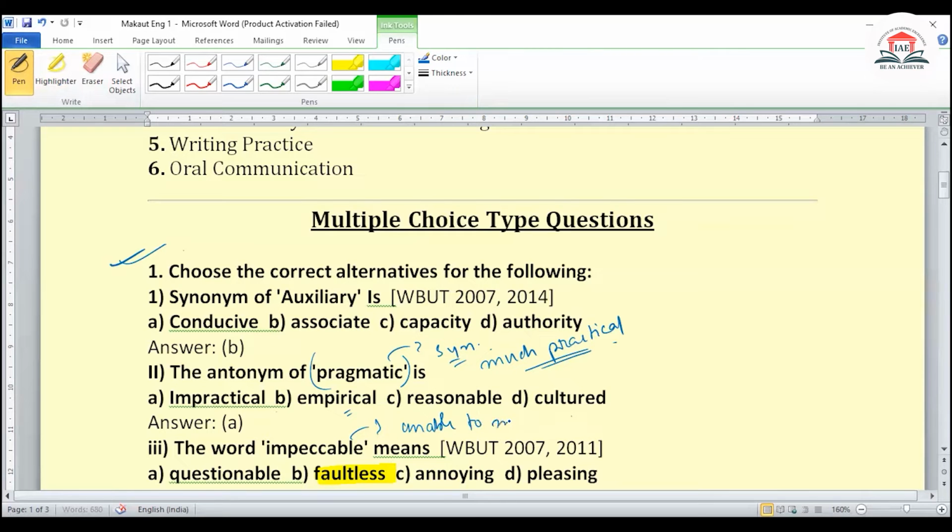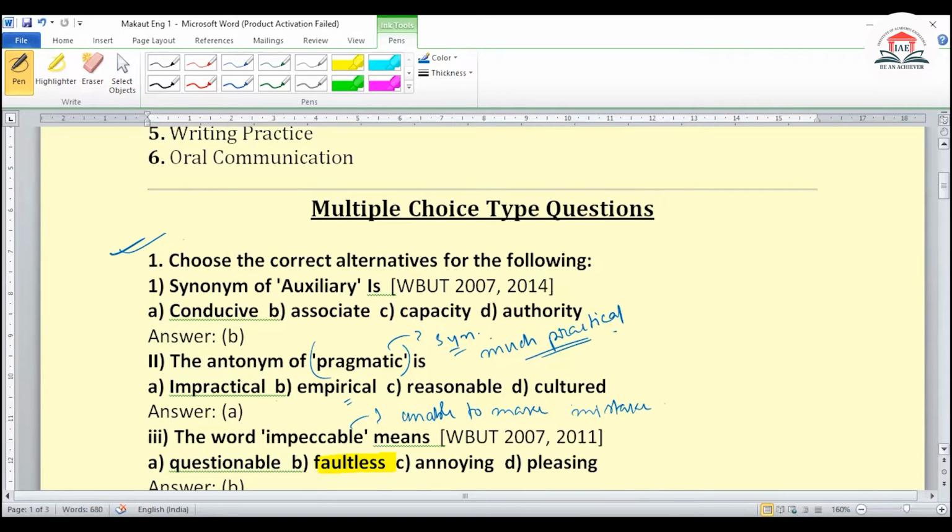Unable to make mistake. That is called impeccable. Faultless. Without error. We know annoying, that is irritating. Pleasing, we know. Now questionable, we know. Faultless must be an answer, and it has been highlighted here. Impeccable. I have written in an elaborate form, that is unable to make mistake.